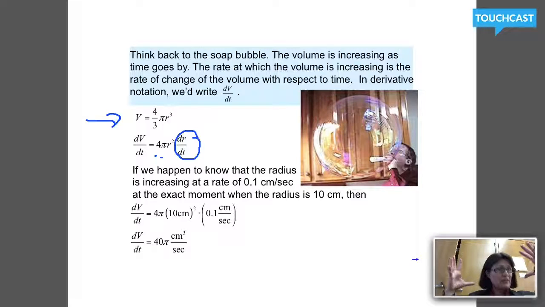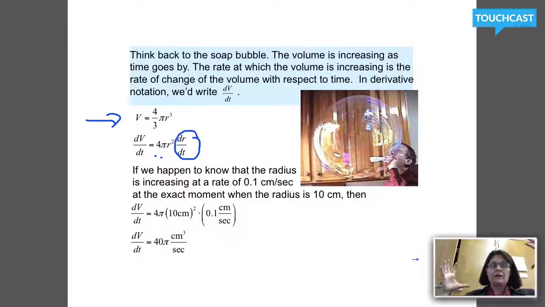Well, if the radius is increasing, then the volume has to increase, because the volume depends on the radius and only the radius. There are other kinds of relationships where we might have two variables to depend on, and there won't be such an obvious answer to that question. And if we know that that is true at the exact moment when the radius is 10 centimeters, so now imagine this guy blowing this bubble, and at the exact moment when the radius of that bubble is 10 centimeters, we take this picture.